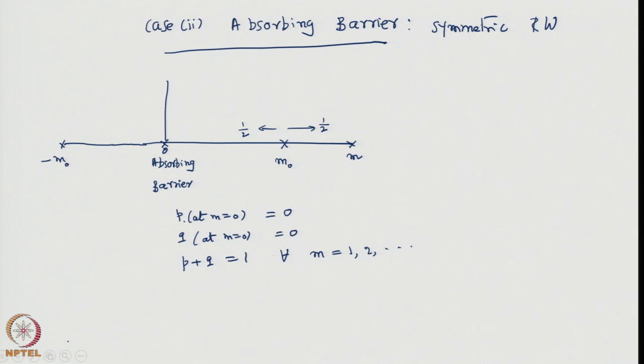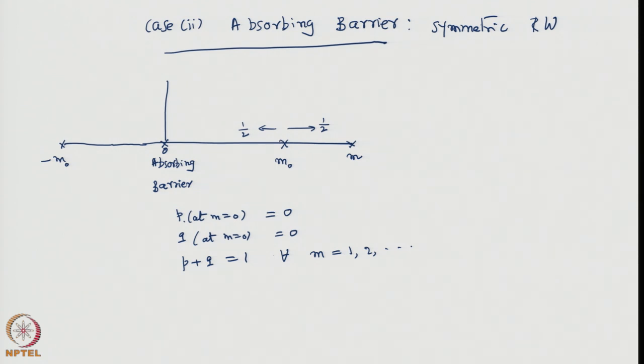In view of the fact that it is a symmetric random walk, the walker's paths to the left of the barrier, including the barrier, are completely symmetrical with respect to the walker's paths to the right of the barrier. So the virtual walker on the left side and the real walker on the right side have complete symmetry.